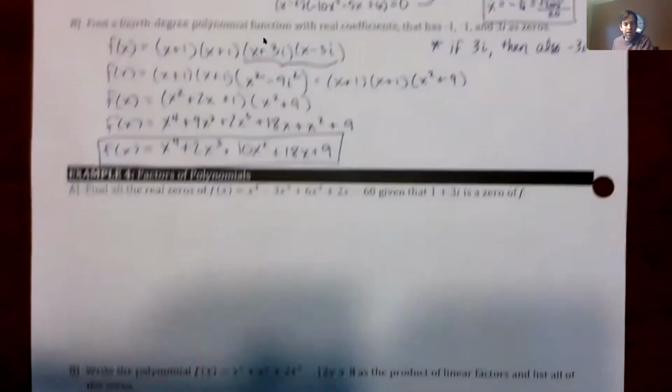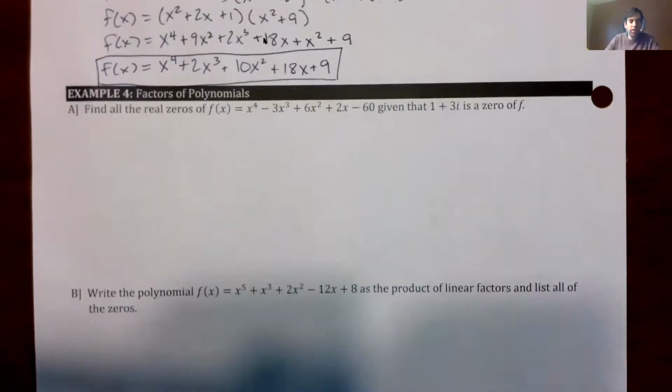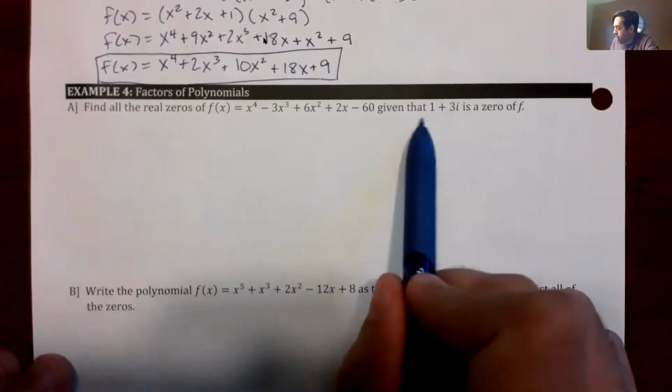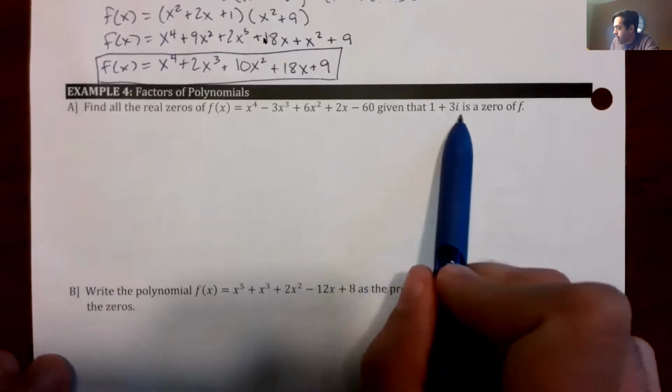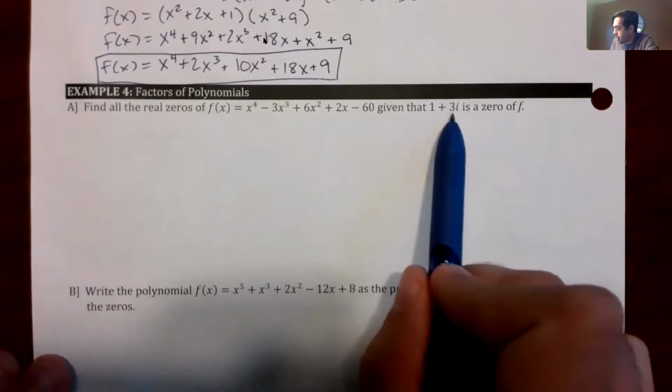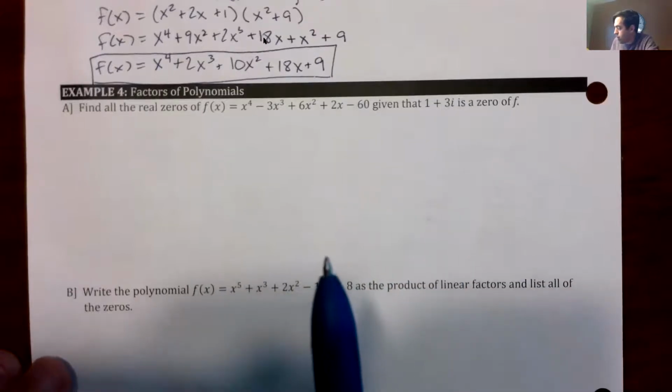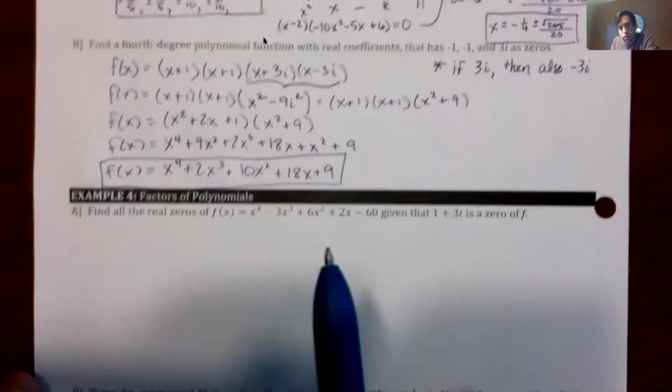Example 4, factors of polynomials. Find all the real zeros of this function, given that 1 plus 3i is a 0. All right. So here's the deal. Now we have a full complex number, 1 plus 3i, with a real and an imaginary portion. We're going to write the factors just like we did in the previous question.